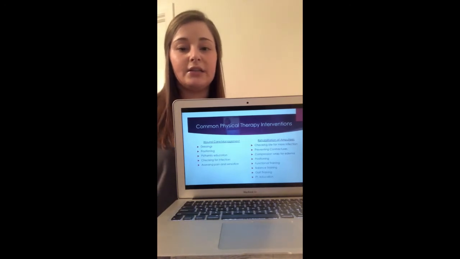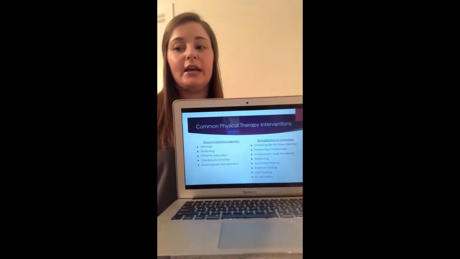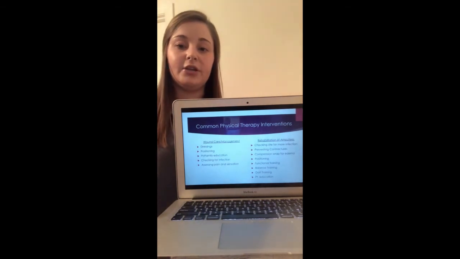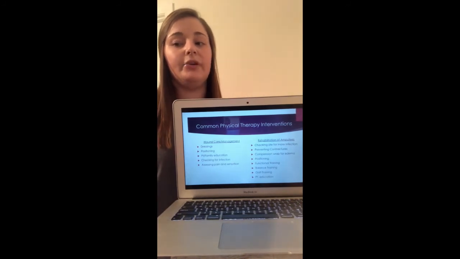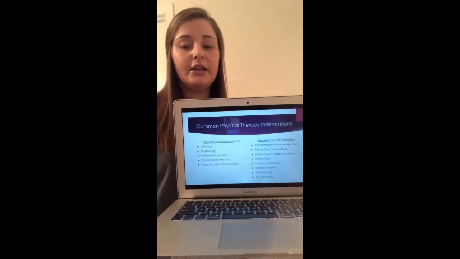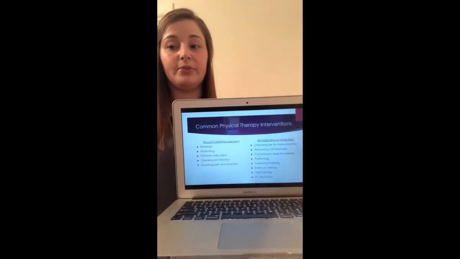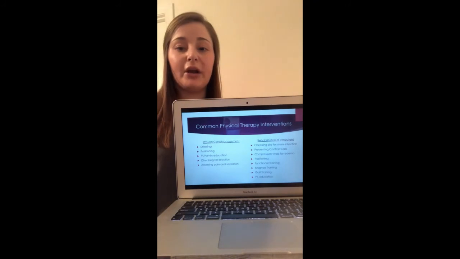For rehabilitation of the amputees, you're going to be checking for infection in the site where they have just had the amputation. So in the surgical incision, you're going to be dressing that, and you're going to be checking for any infection that could have spread to that. You're going to be preventing contractures, so positioning again, family and patient education on positioning. You're going to be doing compression wraps for the edema of the residual limb.